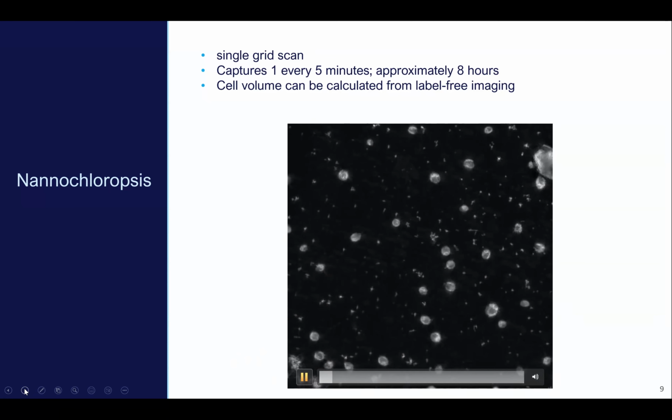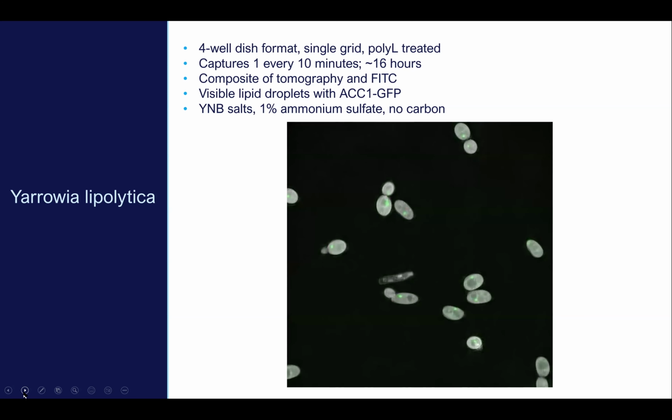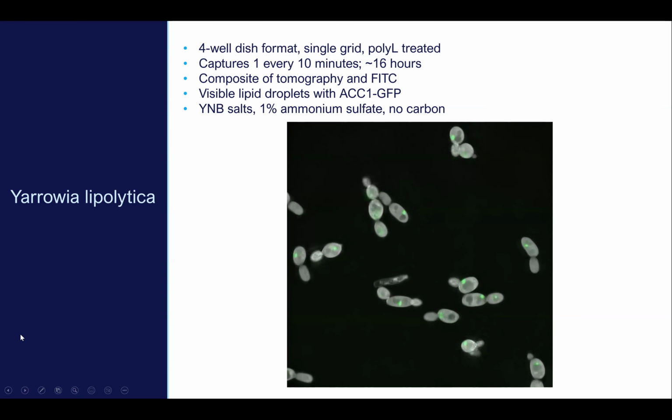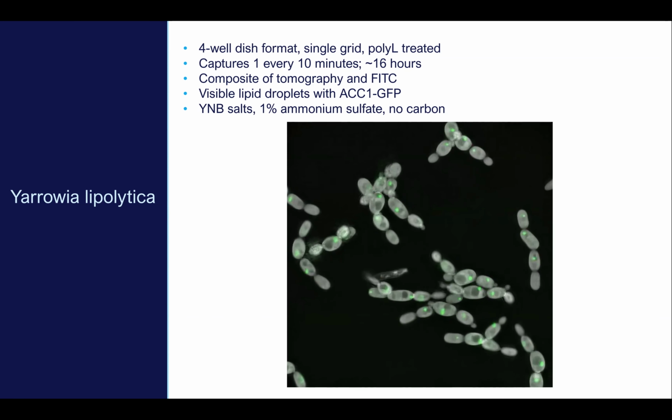Okay. Another example I have again is Euroia. This is again the ACC1 tagged strain. This was captured in the 4-well dish format, and this was a single grid from a multiple grid capture that I did. It is an overlay of both GFP, the FITC channel, with the holography data. You can see about 16 hours of imaging, and this is the first section of it.